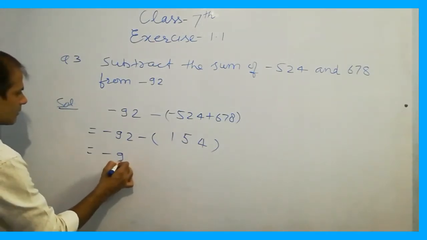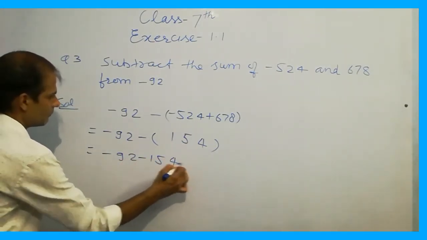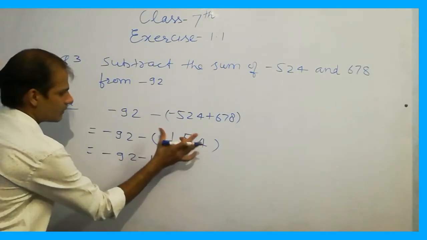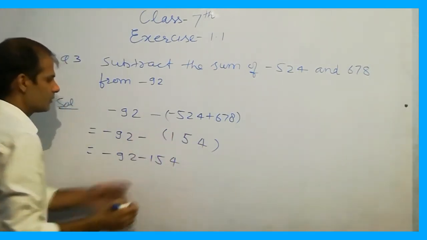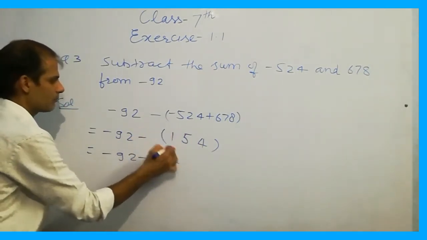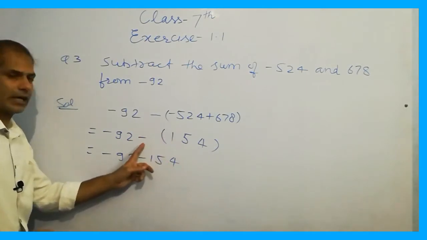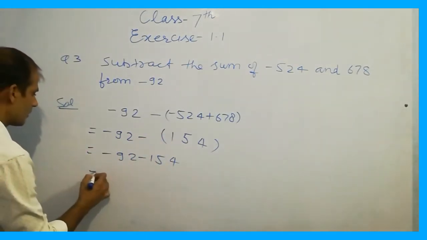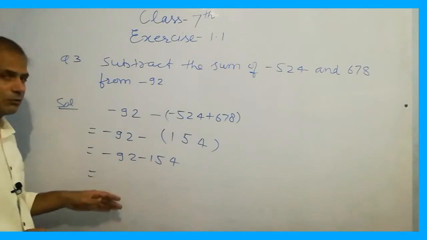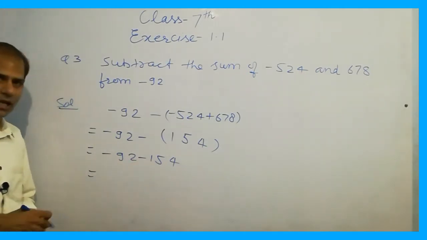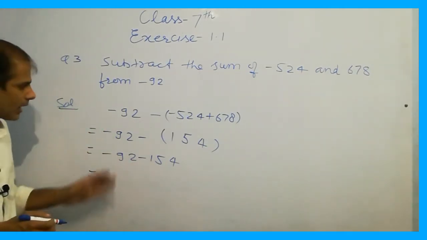Now it is minus 92 and minus 154, because inside the bracket this is a positive quantity, so no doubt, this is positive, this is negative, plus minus becomes minus. Again we have to follow the rules, both have negative signs, so we will add and the answer will be negative.